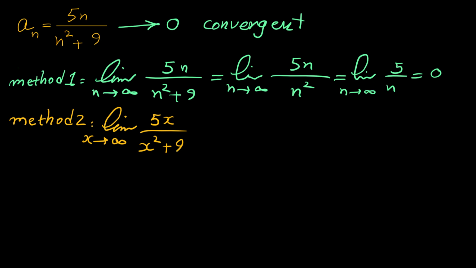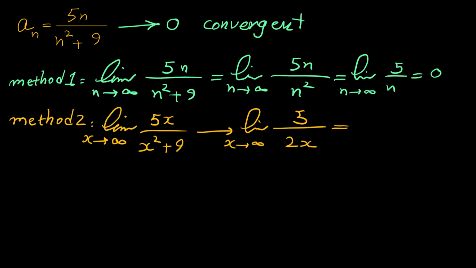Based on L'Hopital rule, if you remember, for finding a limit which is in the form of infinity over infinity, we take derivative of numerator. What is the derivative of numerator? 5. What is the derivative of denominator? 2x. Because the derivative of x to the 2 is 2x. And the derivative of a constant like 9 is 0. So the derivative of numerator is 5. The derivative of denominator is 2x as x approaches infinity.